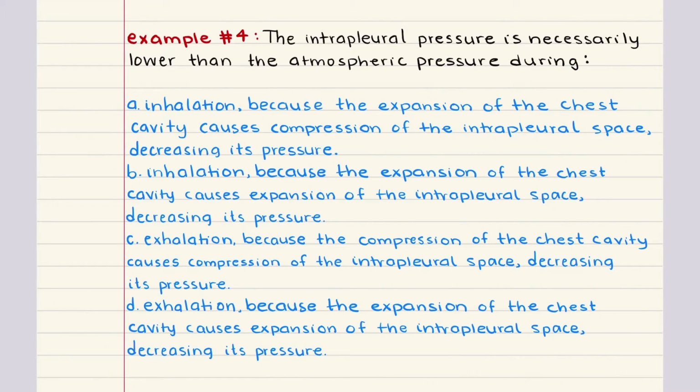So the pressure in the intrapleural space drops, it becomes lower than the atmospheric pressure. This drop in pressure is what allows the lungs to expand. Air rushes in because the lungs are now under negative pressure relative to the outside. That means that the correct answer for problem 4 is B, inhalation, because the expansion of the chest cavity causes expansion of the intrapleural space, decreasing its pressure.